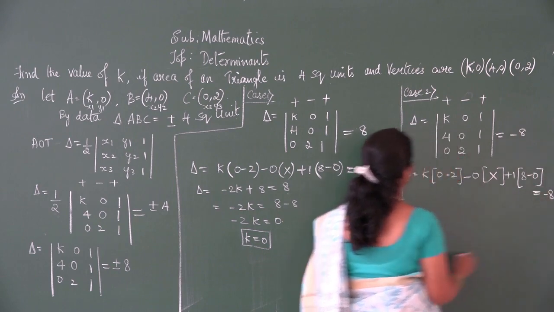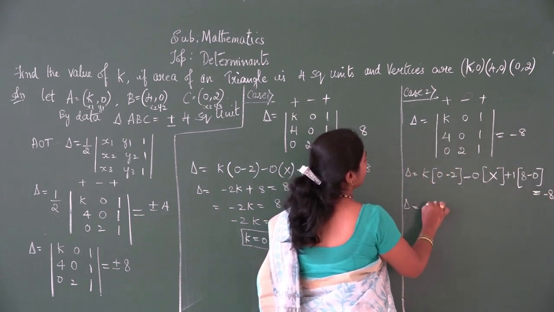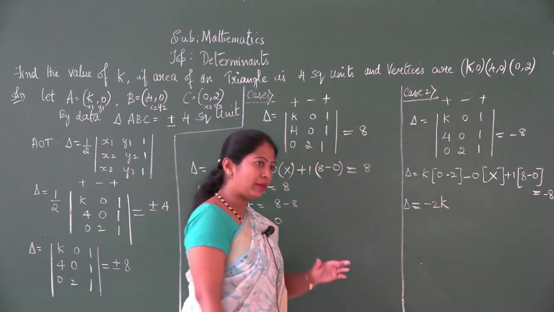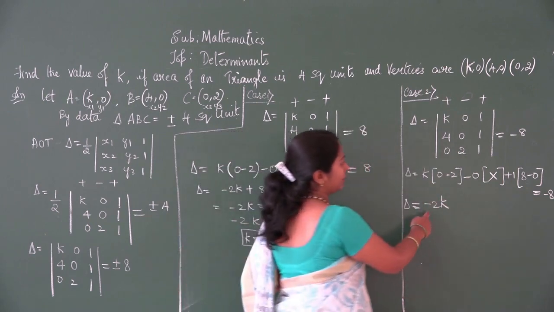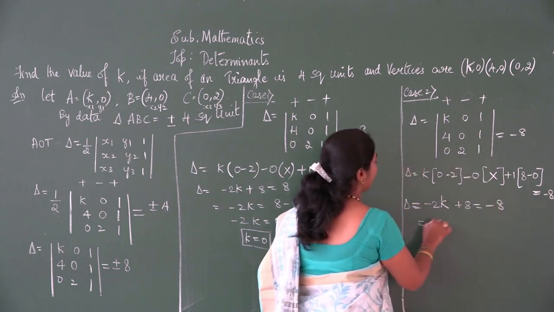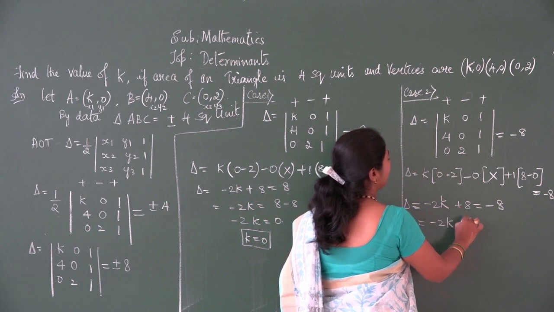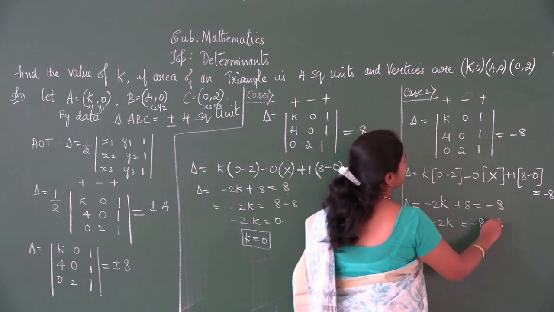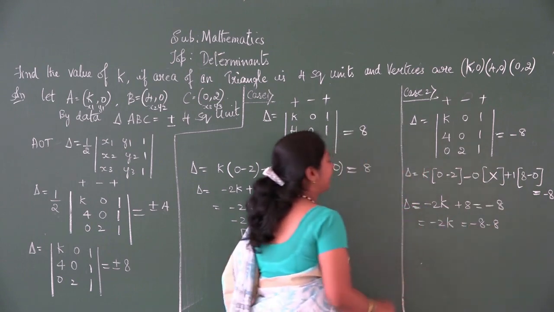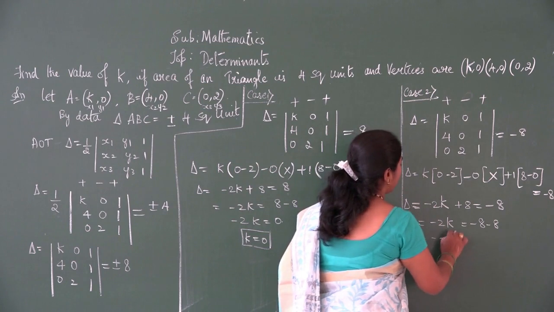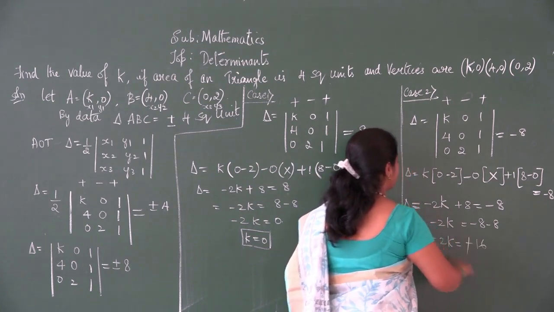Equal to minus 8. This can be written as minus 2k, that is 0 minus 2 will be minus 2, minus 2 into k will be minus 2k plus 8 is equal to minus 8. Minus 2k plus 8 on the RHS will become minus 8. Minus 8 remains as it is, and it can be written as minus 8 itself. What is minus 8 minus 8? Minus 16.